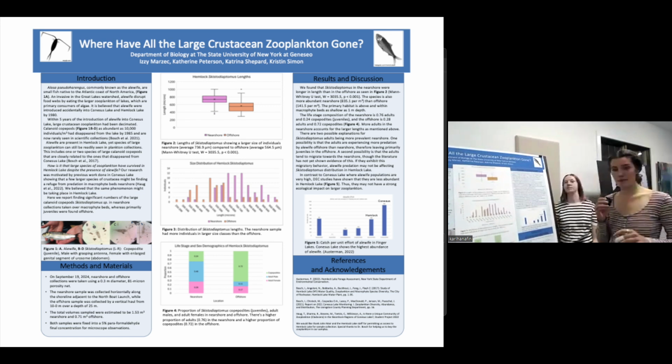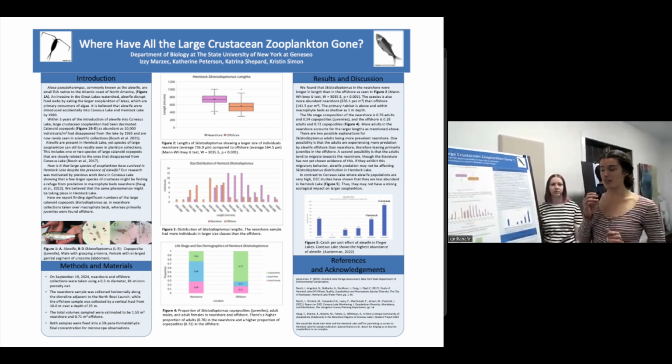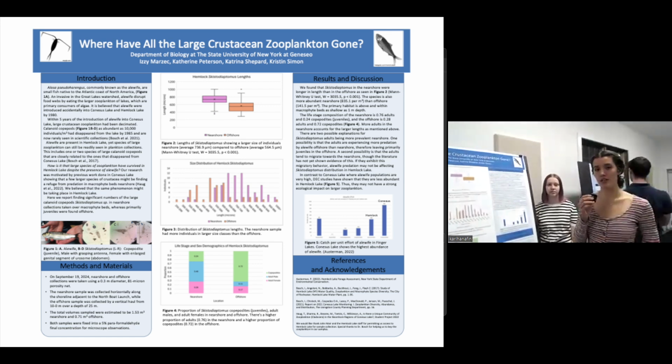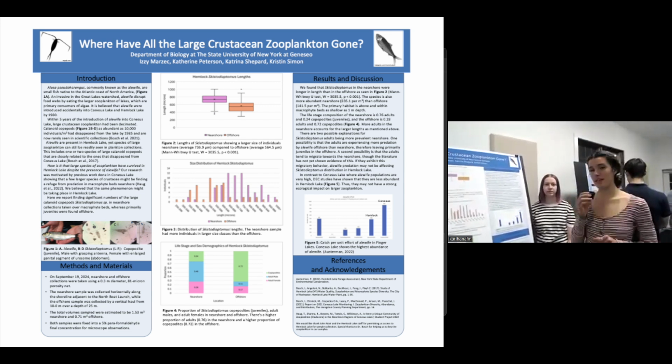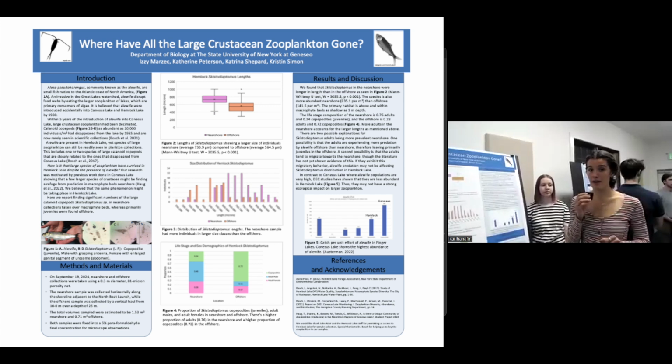We think there may be two explanations for why we see the Schizodiaptomus adults in the nearshore. One could be a migration pattern that we haven't read anything about in the literature. The second possibility is that the adults have been preyed upon very heavily in the offshore, and there are just more in the nearshore because the alewife are not there as much preying upon them.